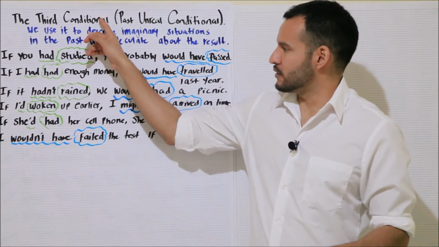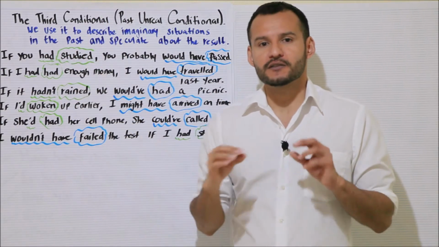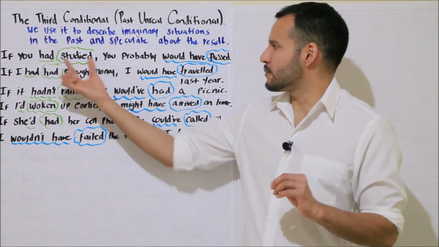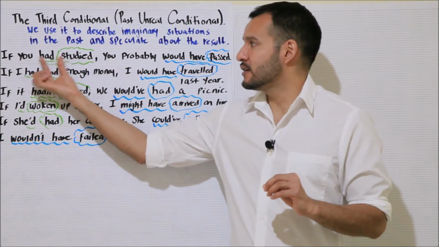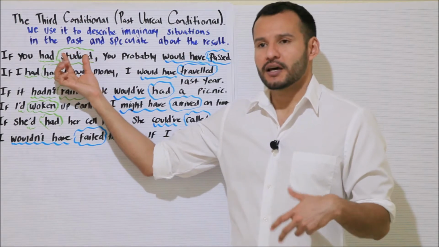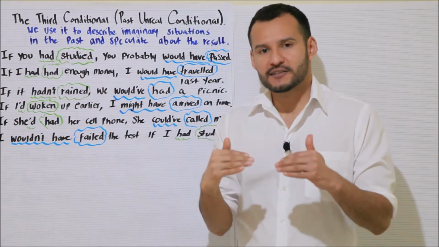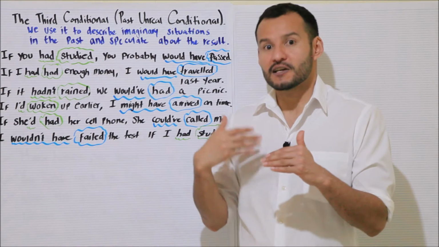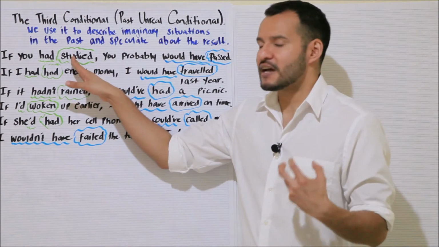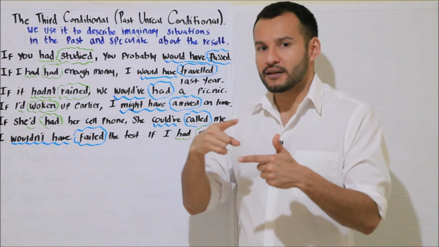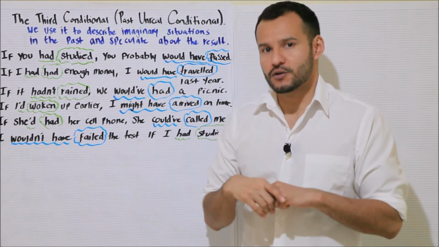So here, with the third conditional, the conjugation of the verb is very, very important. We use the past perfect, so had plus a past participle. And the past perfect within a conditional sentence basically indicates that the situation is imaginary, that this didn't actually happen, that in fact the opposite was true.